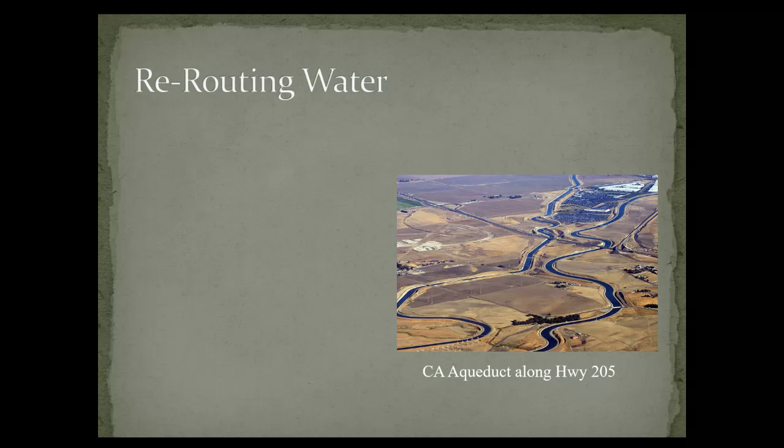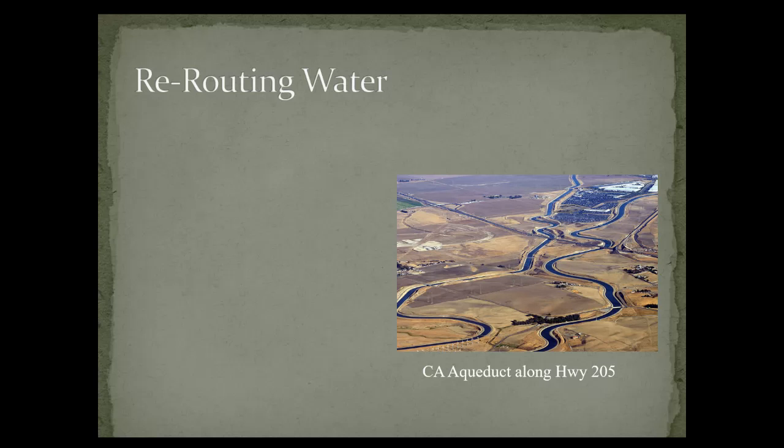Another way that we meet our need for water is by rerouting water. And California has the most engineered water system anywhere in the world. Although China is building one, and when they're finished, if they can complete all their plans, they will have a more engineered water system than us. The California that existed before the first Spanish ship reached our shores was nothing like the California we have today.